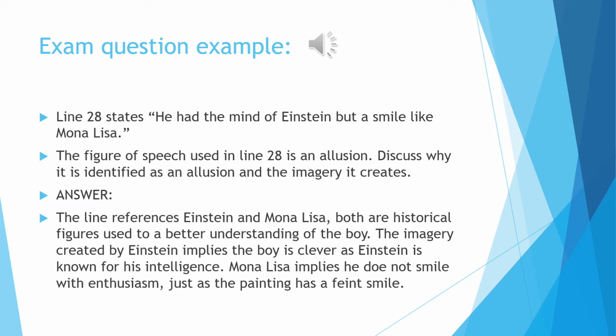So the boy in question, or he in question, we now know is very clever, but is also very timid, because if you think about the Mona Lisa, you will remember that she isn't smiling broadly, she isn't smiling exaggeratedly, she has quite a calm and timid smile. But Einstein, as you'll also know, is a very clever man. So both those ideas have played together to create an image of this boy. The imagery created by Einstein implies the boy is clever. We explain why, because Einstein is known for his intelligence, and the Mona Lisa implies he does not smile with enthusiasm, just as the painting has a faint smile.